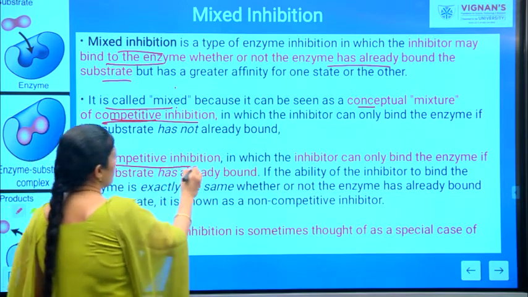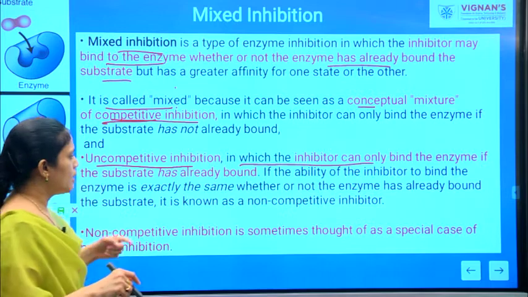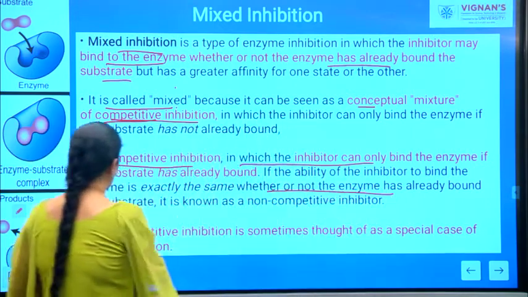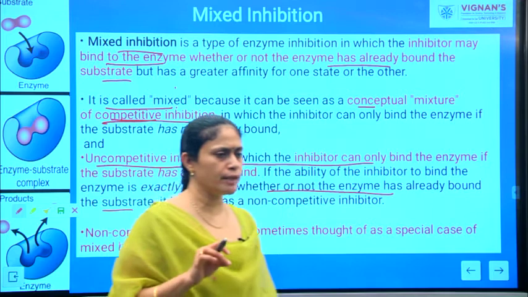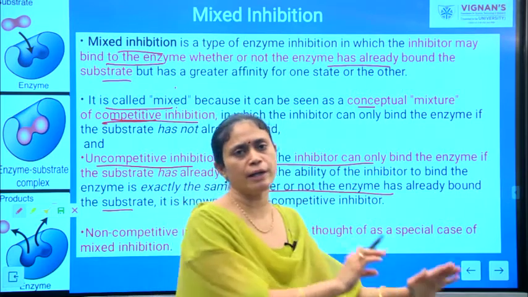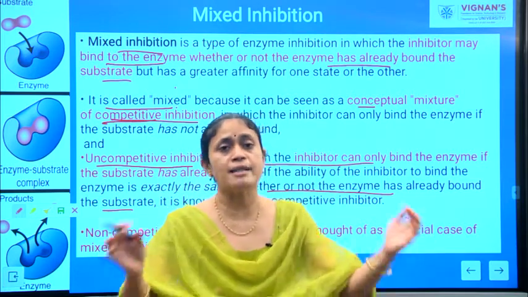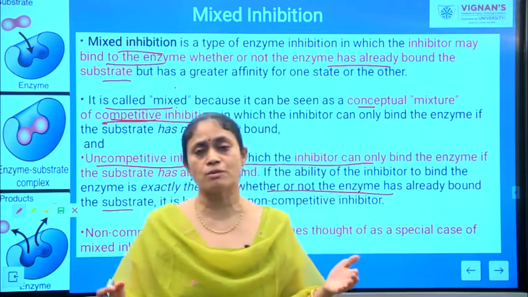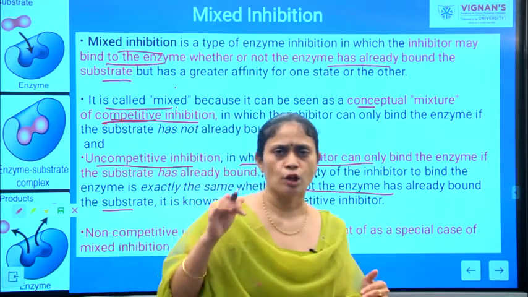In uncompetitive inhibition, the inhibitor can only bind to the enzyme if the substrate has already bound to the enzyme. If the ability of the inhibitor to bind to the enzyme is exactly the same, whether or not the enzyme has already been bound to the substrate, it is known as non-competitive inhibition. So we know the main differences. Competitive inhibition is where your inhibitor binds to the active site of the enzyme. Uncompetitive inhibition is where your inhibitor binds to the enzyme substrate complex. In non-competitive inhibition, your inhibitor can bind to the enzyme alone, or it can also bind to the enzyme substrate complex.